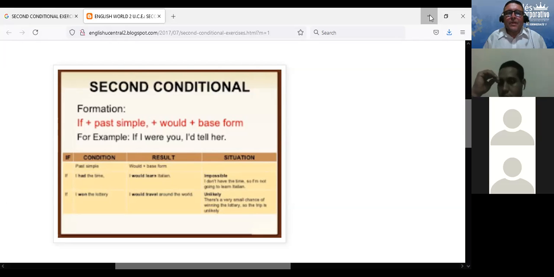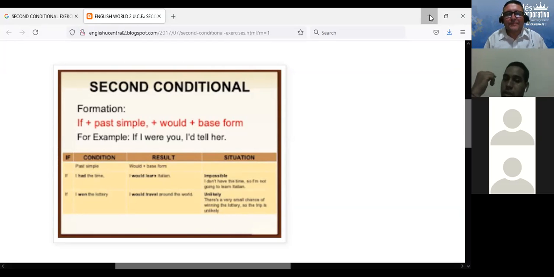Okay, the if clause is always in the simple past. Si yo hablara ruso, si yo fuera al gimnasio, si yo ahorrara dinero, todo eso es hipotético. It's not real. So como it's not real, el resultado es would. Porque would convierte al verbo en algo hipotético.